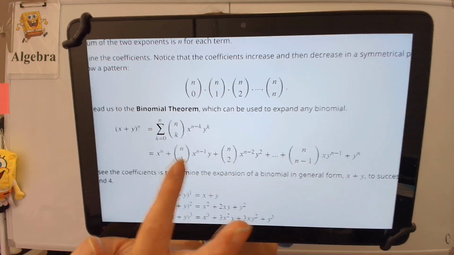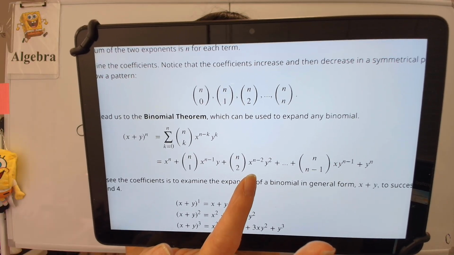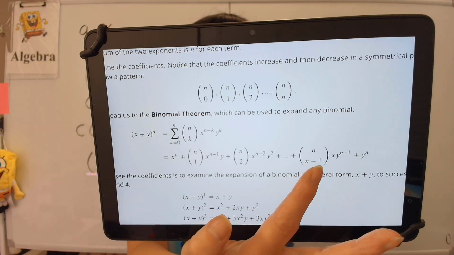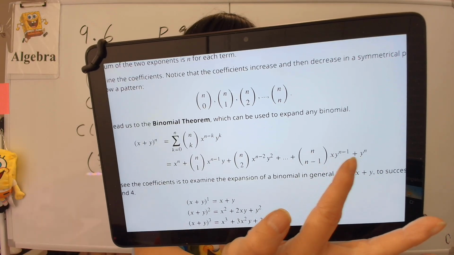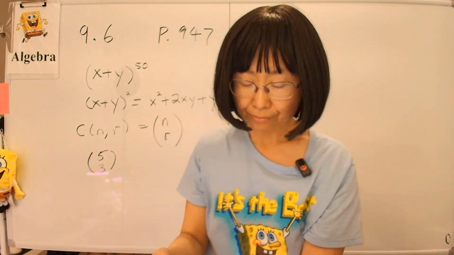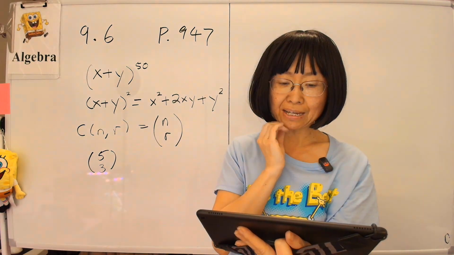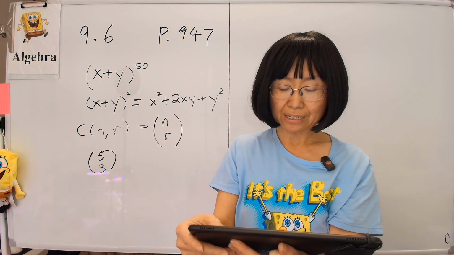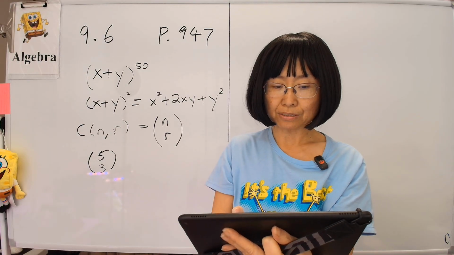We start with x to the power n, then x to the power n minus 1, x to the power n minus 2, and all the way down to x to the power 1, and then eventually it becomes 0. Now this formula might look a bit complicated, but in reality it is not. We can look at some of the examples right under it.